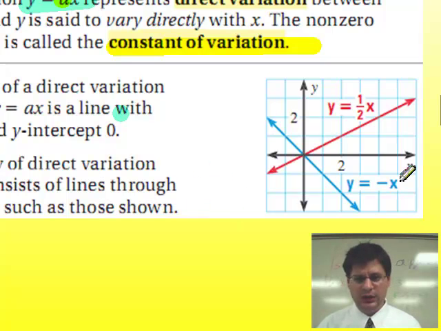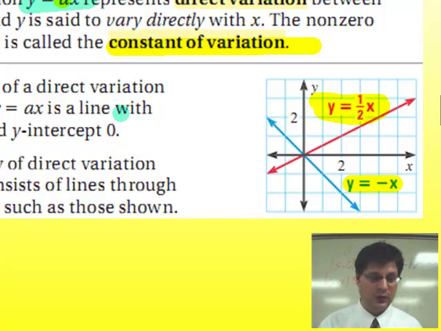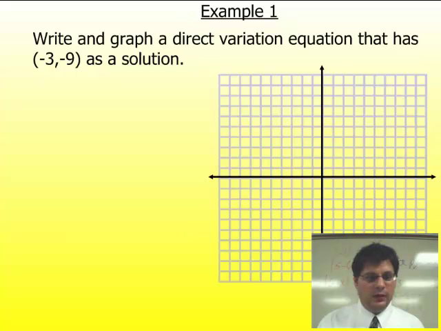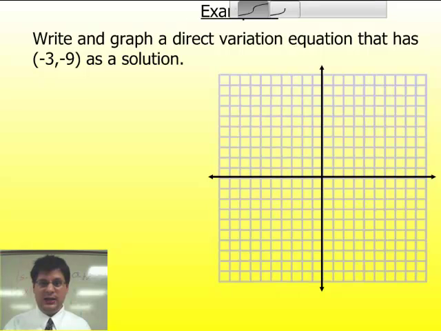So here's a couple graphs. Y equals 1/2 x goes up, like a positive slope. Y equals negative x is also direct variation, but this one's heading down. Let's look at an example here. We're going to write and graph a direct variation equation that has -3 and -9 as a solution.